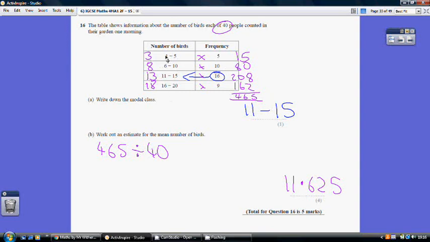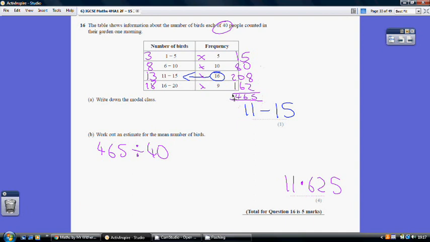Now from now onwards, we're going to pretend that's exactly the number of birds that was seen each morning. So we're going to say 5 people saw 3 birds, 10 people saw 8 birds, and so on. So how many birds were seen in total? Well, 5 people saw 3 birds, that's 15 birds. 10 people saw 8 birds, that's 80 birds, and so on. So we cross multiply. 5 times 3, 10 times 8, 16 times 13, and so on, giving us these 4 subtotals. We add these up to get 465. So 465 birds were seen altogether.